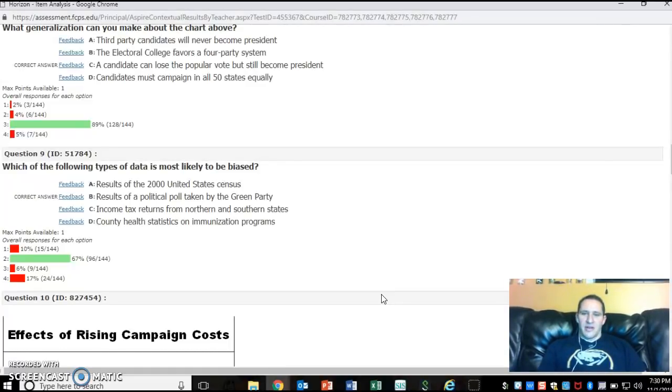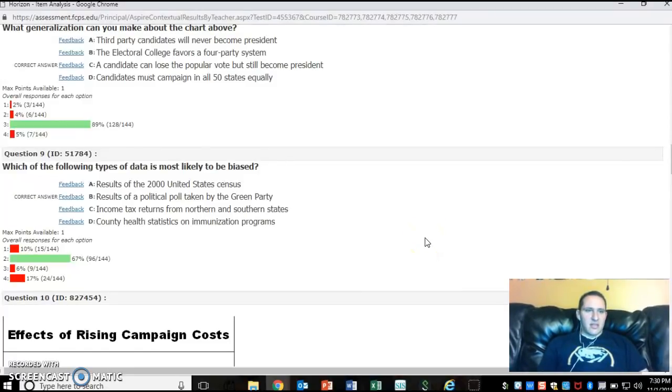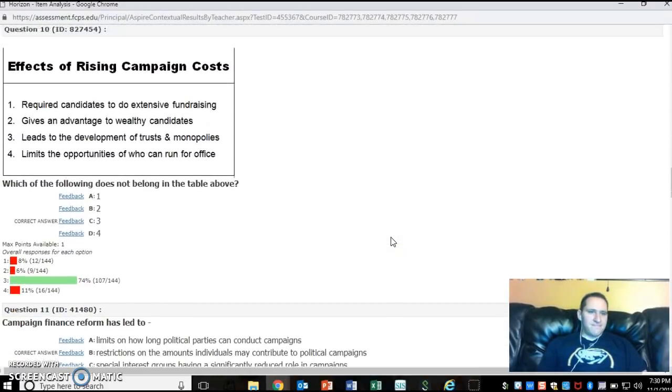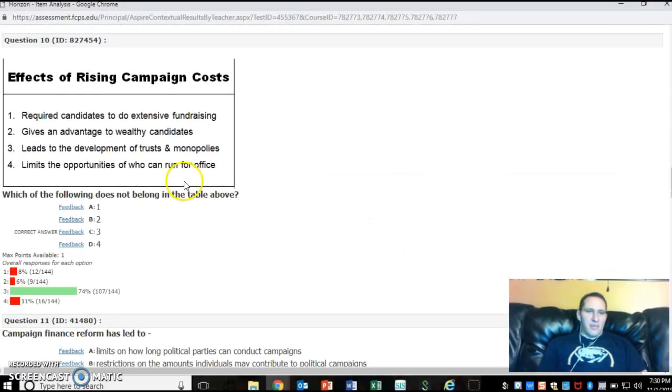Results of a poll taken by a Green Party, that's an opinion-based concept, right? When one political party is taking a poll, it's going to be skewed. It's going to be biased. So that's going to be letter B. All right, number 10. We've not talked about trusts and monopolies really at all. So you knew that one had to be wrong.